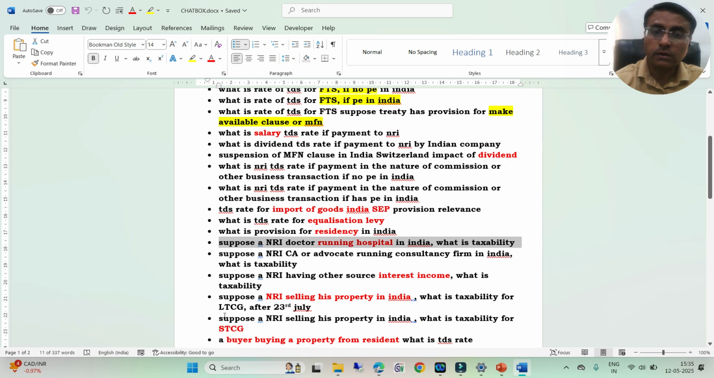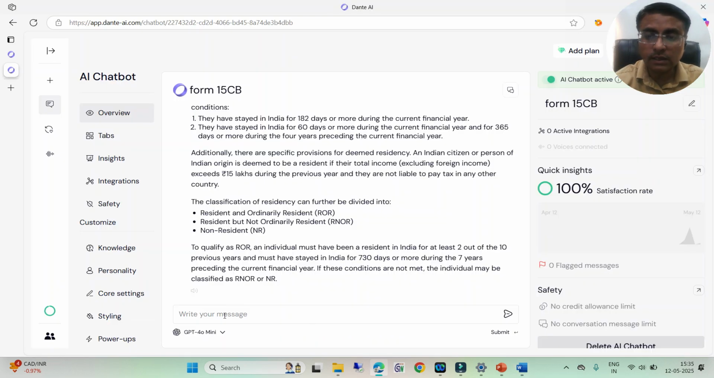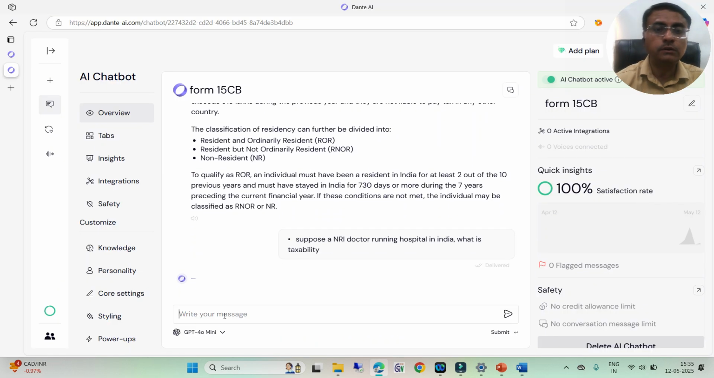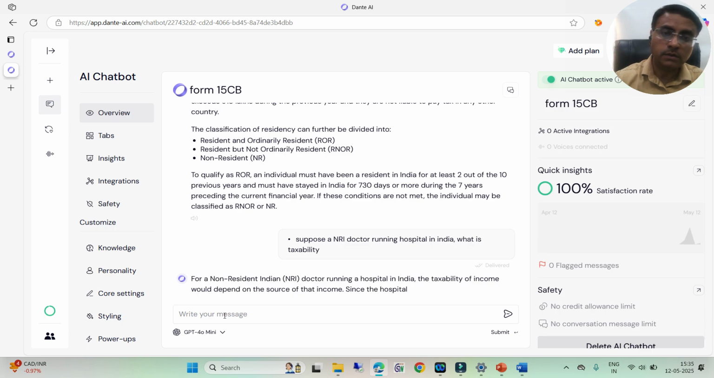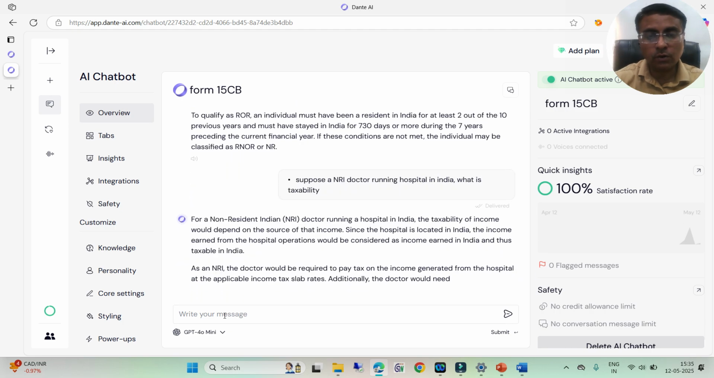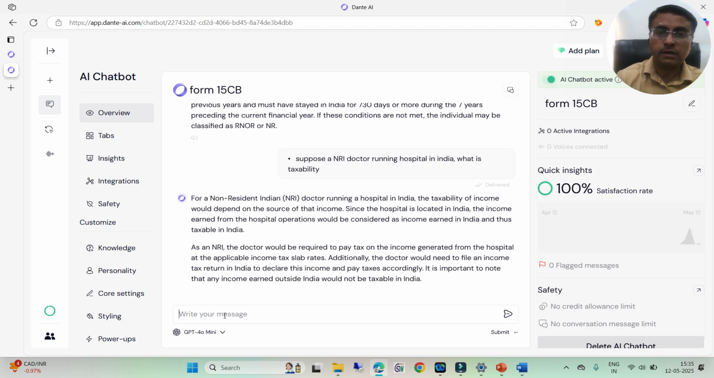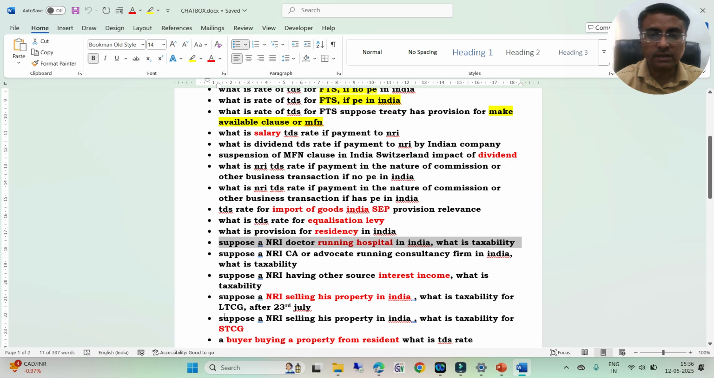Suppose an NRI doctor who is running a hospital in India gives some advice over the phone or over the camera, and he stays in Dubai. So what about his professional income? It is liable to tax. In the same way, this question can be chartered accountant based or advocate based.